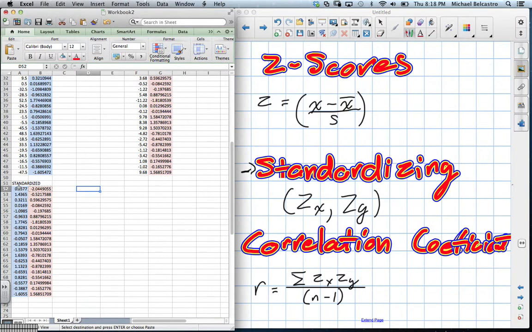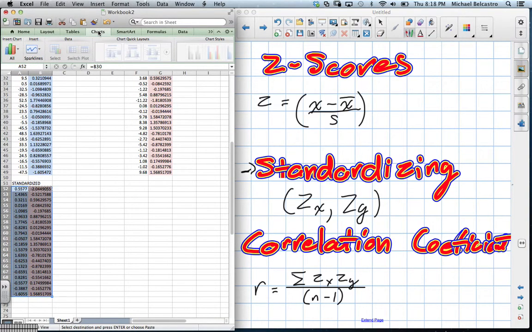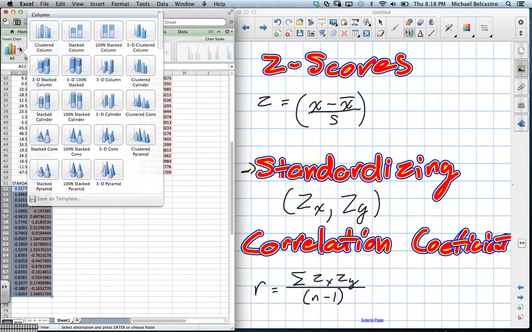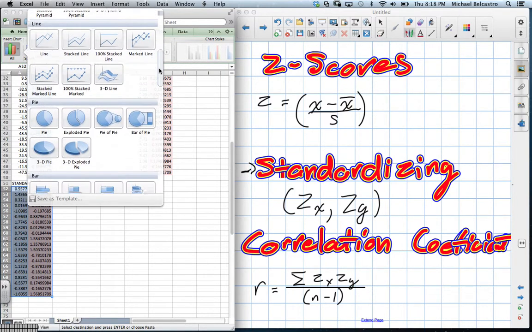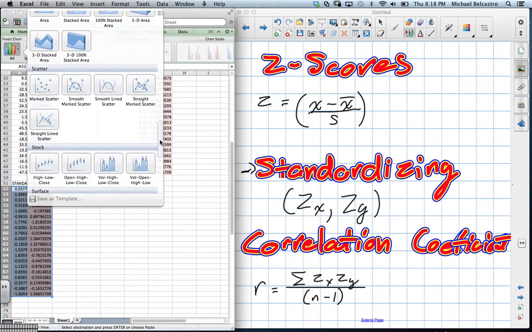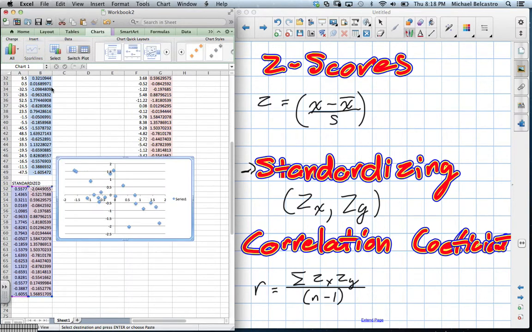I'm sure I can probably go like this and plot a graph. Yeah, if I go to charts, insert chart. Do they have scatter plots? I think they do. Are those them? No, this is silver. Oh, there. Mark scatter, right? Boom, and there's our standardized plot. See how fast it was to standardize that? Wow.